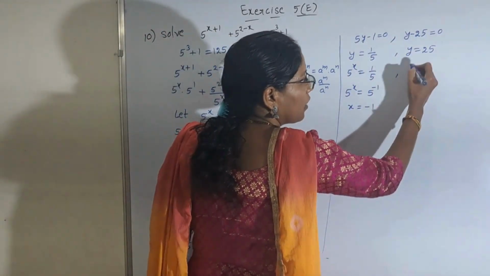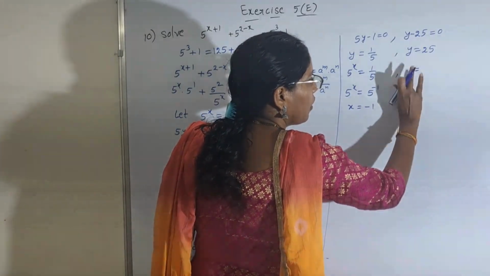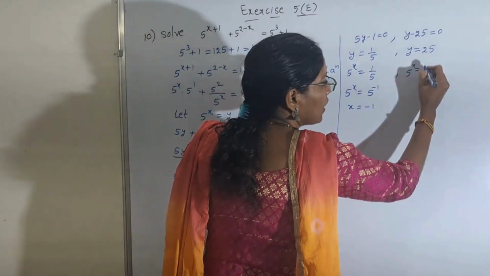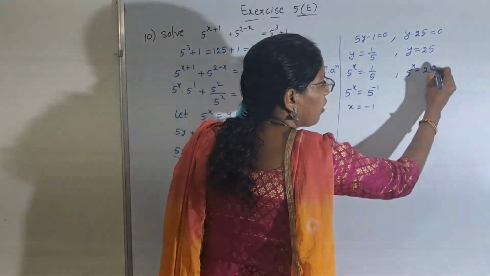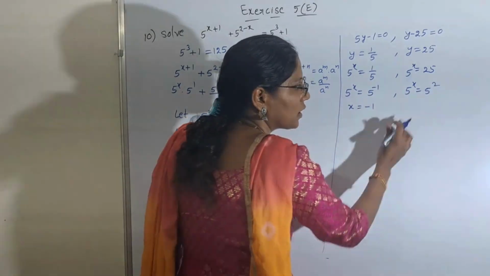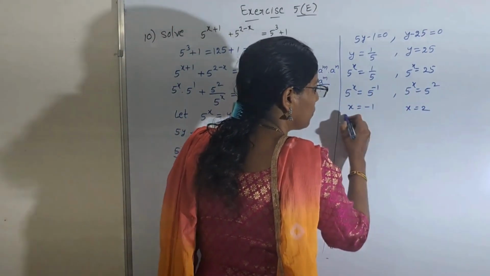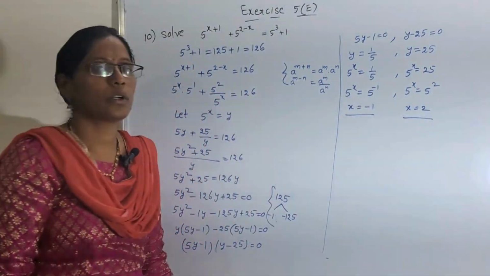Here y is equal to 5 square. We can y value how much? 5 power x. Here 25. 5 power x is equal to 25 means 5 square we can write. Here also base values are same. Powers equal it will come. X is equal to 2. X equal to minus 1. X equal to 2.